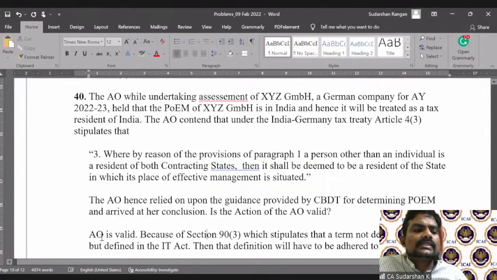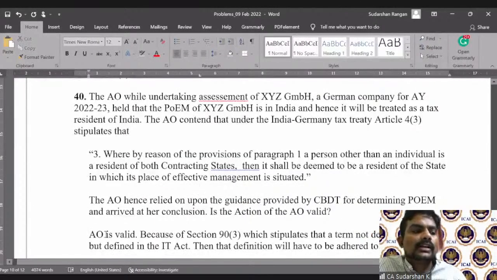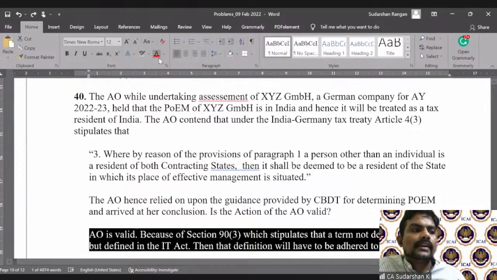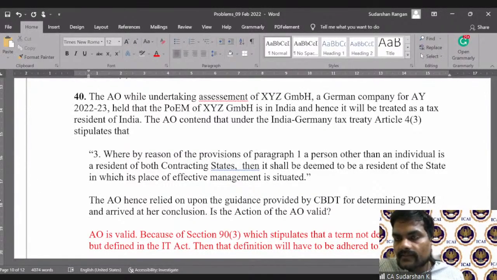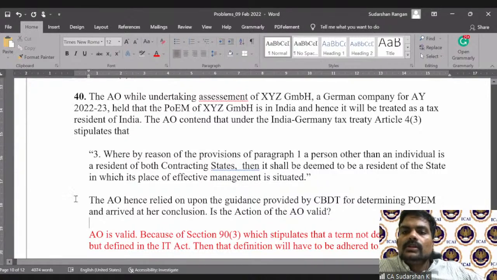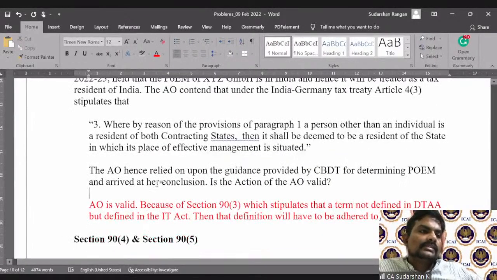You may ask whether this is the right way to do it. If they have not defined it, can a country unilaterally come and define it and say, no, you have to follow only what I say? I am not getting into that. That is a legal issue. That again, we go back to public international law issues. But the legislation has clearly given a validation to it, saying if a term is not defined in the DTAA but defined in the Income Tax Act, then you have to use the definition given in that Income Tax Act. So this is what Section 90(3) does.